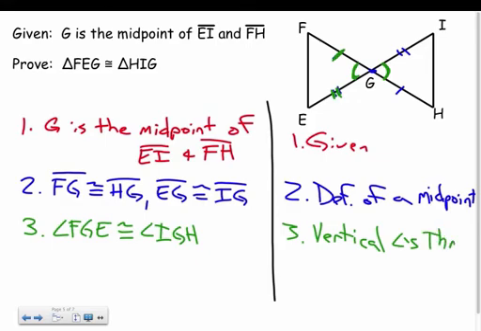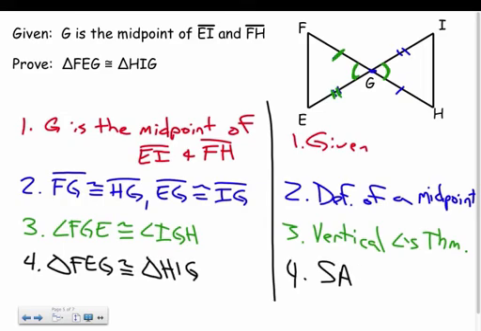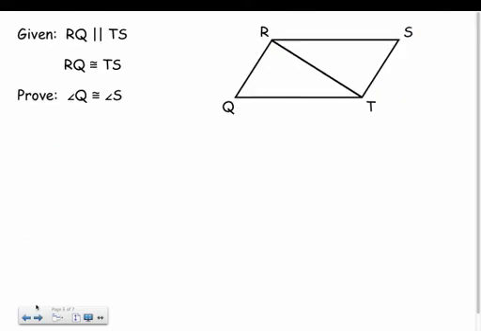Either way is perfectly fine. And so now I have the side, angle, side, so I can state my triangle congruence. Triangle FEG is congruent to triangle HIG, side, angle, side. So far I can only use side, side, side, or side, angle, side to prove triangles congruent.